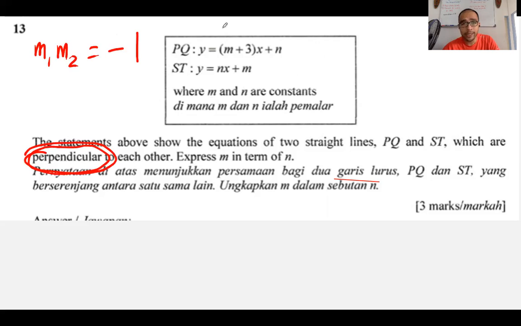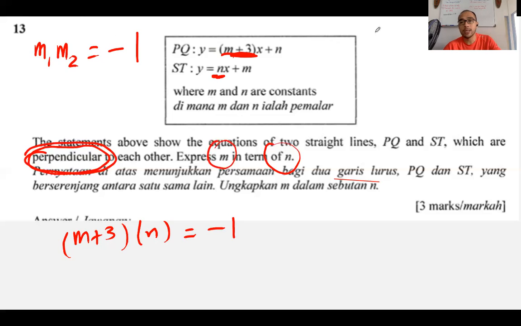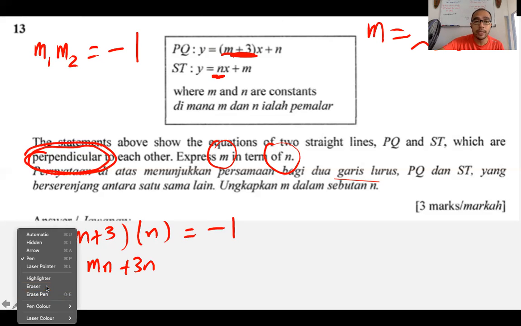And if you look at this, this is the gradient and this is the gradient. Therefore, m plus 3 multiplied by n equals to -1. Question is express m in terms of n. Meaning m equals to yada yada yada. This is what I want. So this will be mn plus 3n. Actually, you know what? We don't even need to multiply it in. Because I want n only.